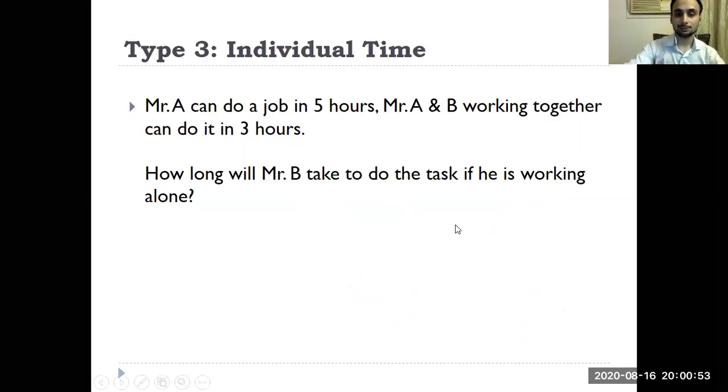Now then, let's move ahead and try to do a question that is slightly different than the questions that we have been doing so far. What's the difference in this question? In this question, we have individual time.